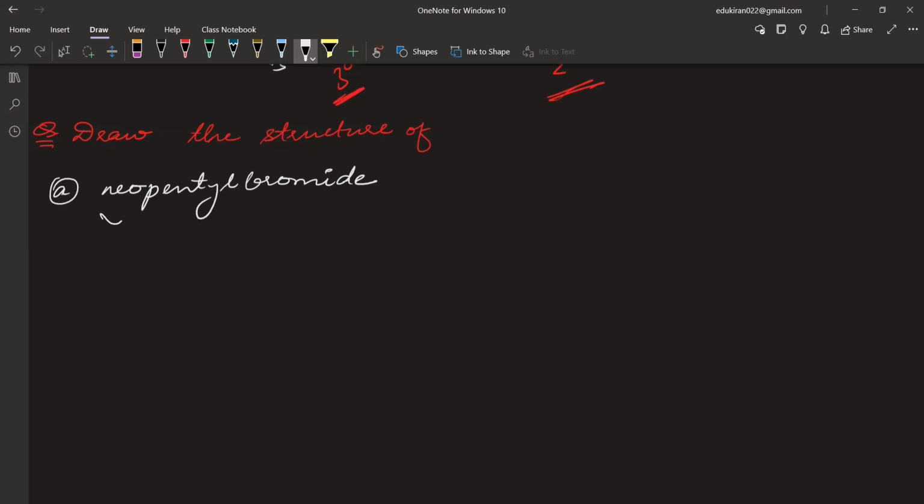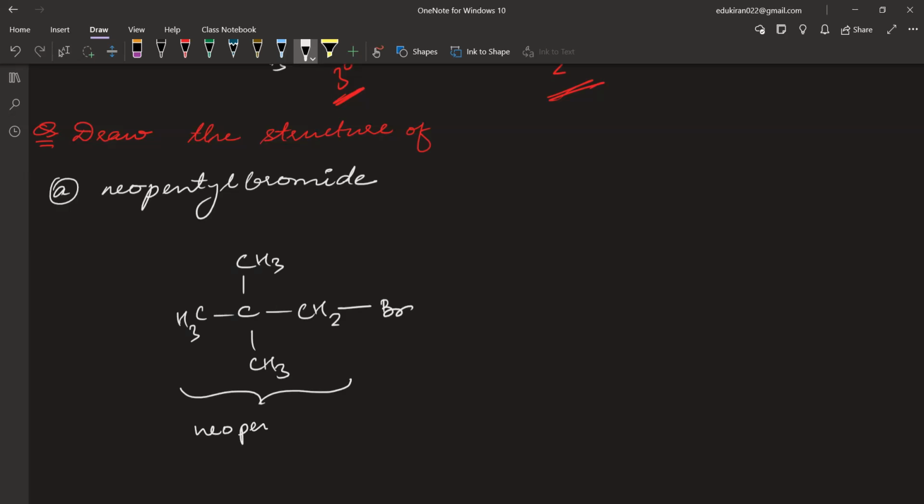And neopentyl you will remember. What is neopentyl? In neopentyl, you will have 5 carbon atoms in this fashion. You have 1 carbon which is connected to 4 other carbons, and then one of the carbons is connected to Br. So this part from here to here is neopentyl, and this part is giving me bromide. Is this clear? If you write the IUPAC name for this, what will it be?